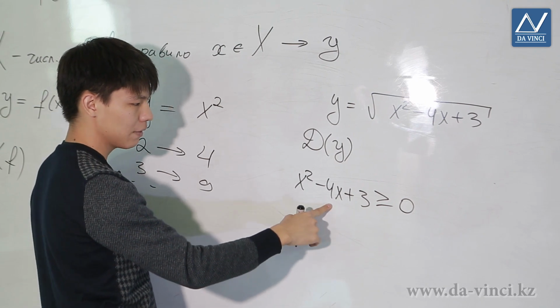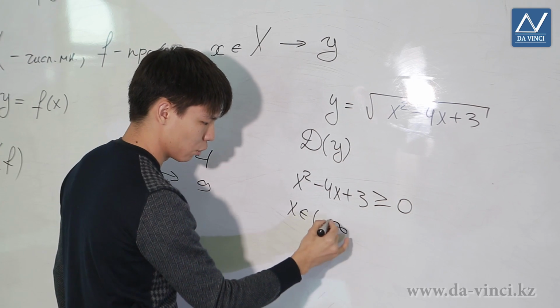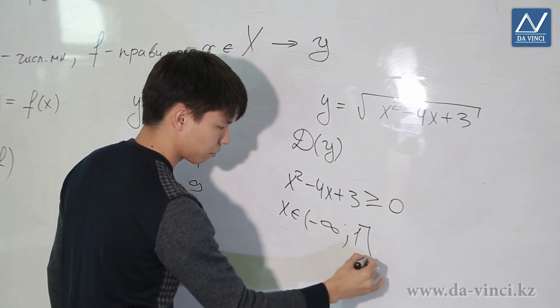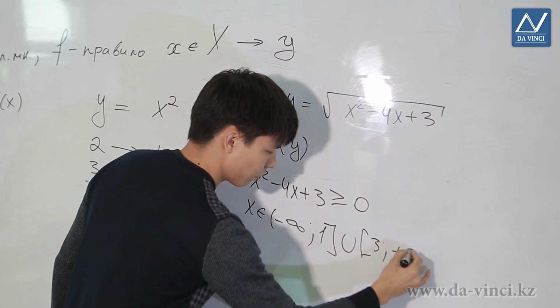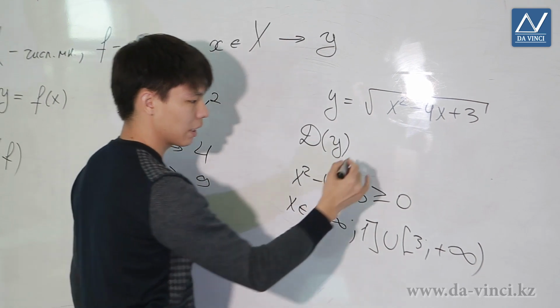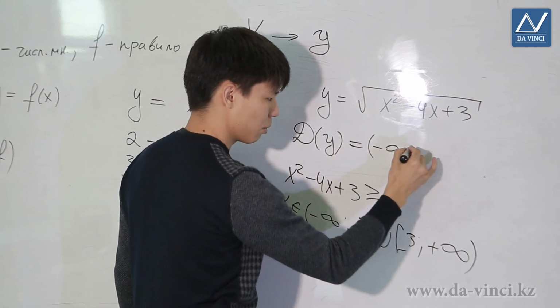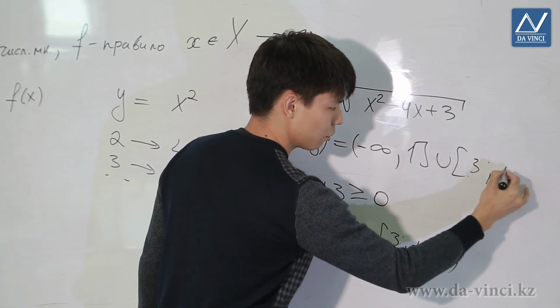Pretty simple inequality. If we solve it, then we get x belongs to from minus infinity to 1, and from 3 to plus infinity. This means that the domain of this function will be just the same: from minus infinity to 1, and from 3 to plus infinity.